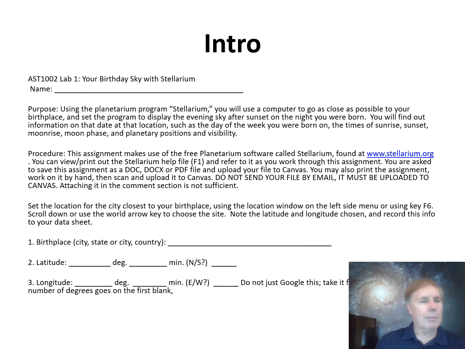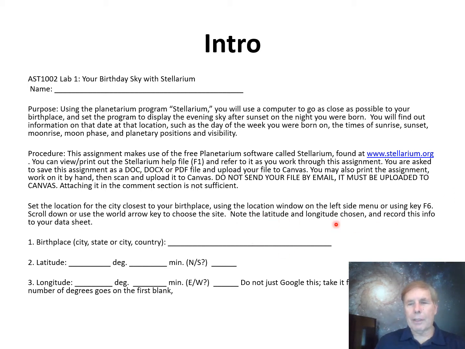Okay, here's the beginning of the lab, just talking about the intro. And here it introduces the idea, stellarium.org. That's where you're going to get Stellarium from. You can download it for free. Using this, we're going to go to as close as we can to where you were born. Now, if you were born in New York City, that's no problem, or Atlanta or Miami. But if you were born in a small town, you'll have to choose a town that's close, that's on their list. And I'll show you what I mean in a second.